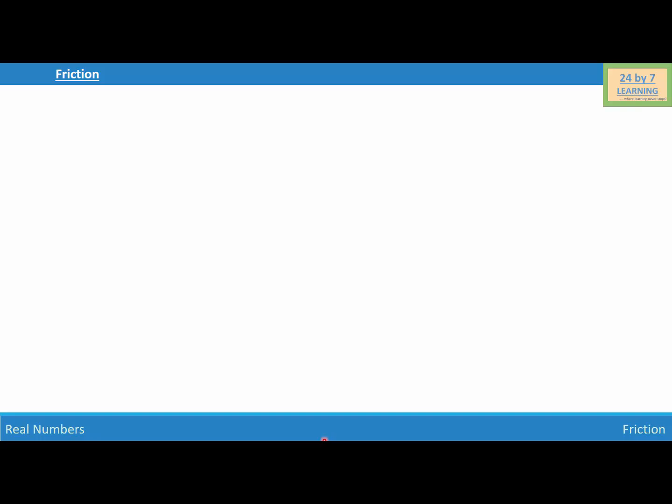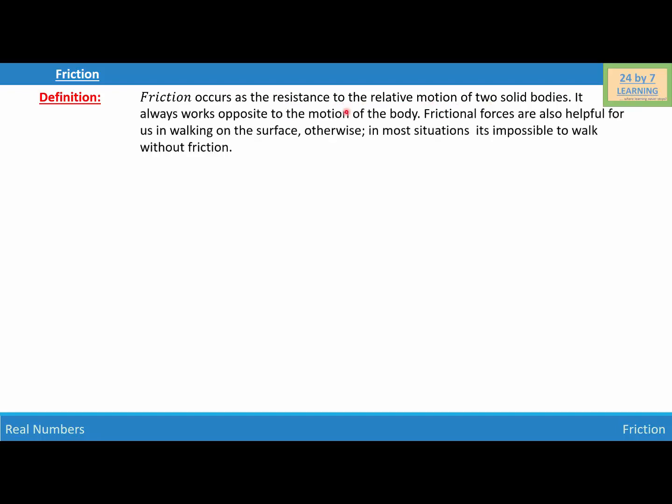In this video, we are going to talk about friction. So let's begin. Friction occurs as the resistance to the relative motion of two solid bodies. It always works opposite to the motion of the body.